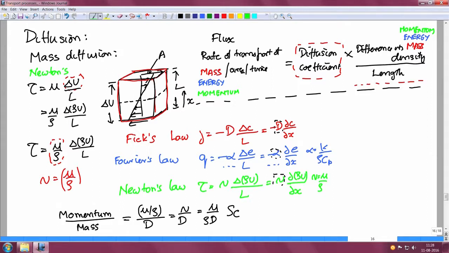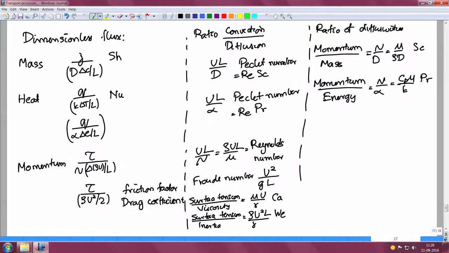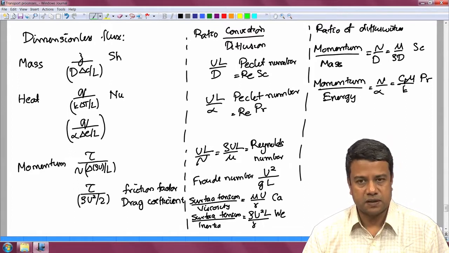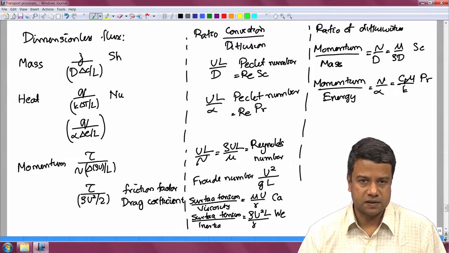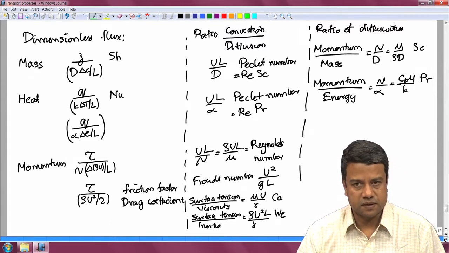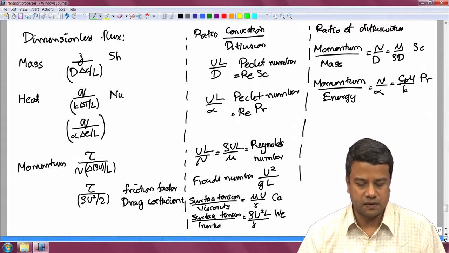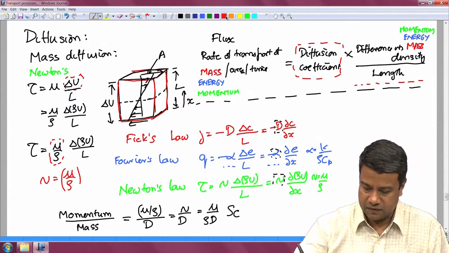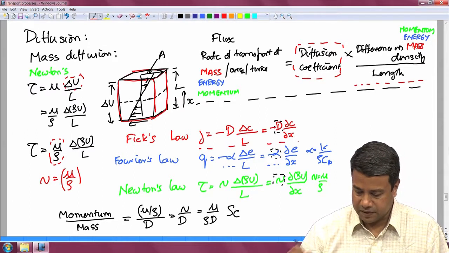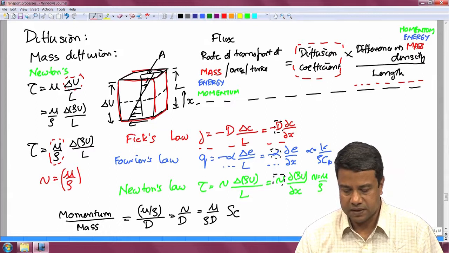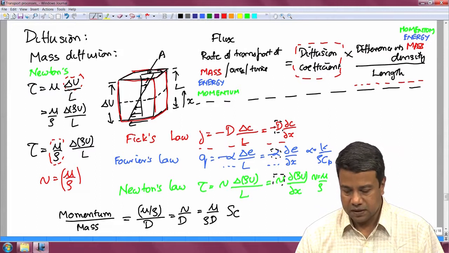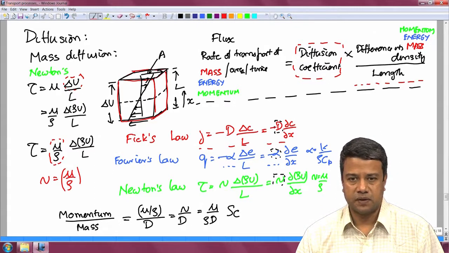And now all dimensionless parameters, as I said, can be expressed in terms of ratios of these. First, I have the dimensionless fluxes. A dimensionless mass flux. Mass flux is mass per unit area per unit time. The simple way to non-dimensionalize it is to just realize that Fick's law for mass diffusion states that the flux is equal to minus D times the difference in concentration by the length. This is valid locally at every point.